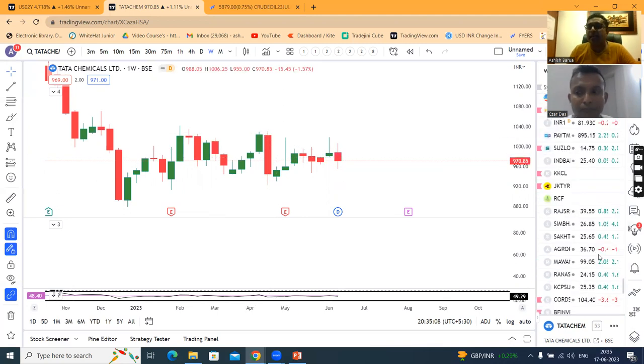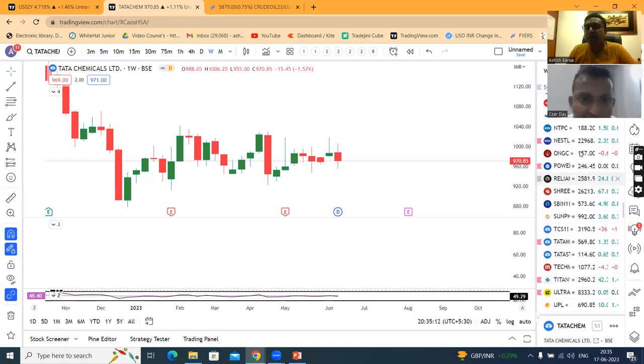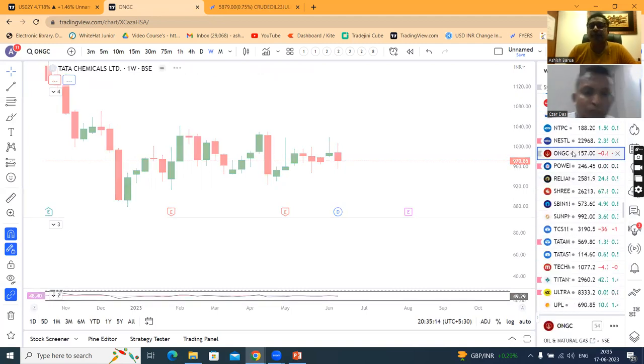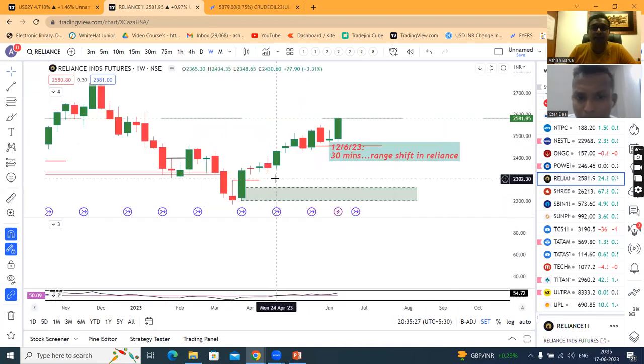Instead of Tata Chemicals, I can click something else, say ONGC. ONGC is 17th April. This is the weekly activity. If I put the Reliance on 17th April, that entire week, this is the activity. This much activity visual representations.